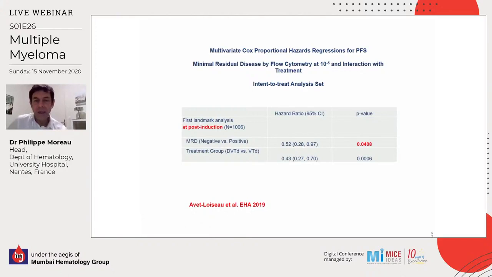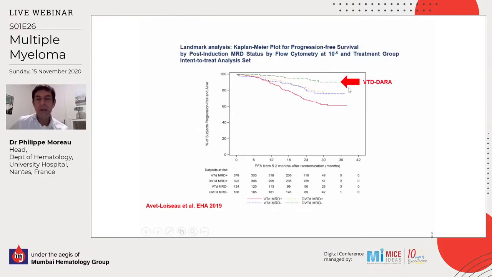So it indicates that in the context of the most recent combinations, you may predict the outcome of patients immediately, looking at MRD very early before stem cell transplantation. And you see here the outcome of patients that were MRD negative after induction when receiving VTD plus daratumumab followed by stem cell transplantation. That's the best outcome of our patients.